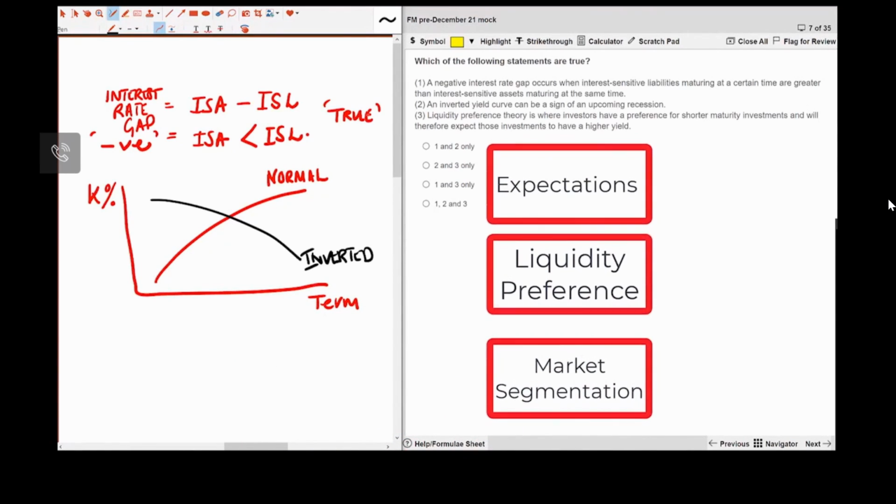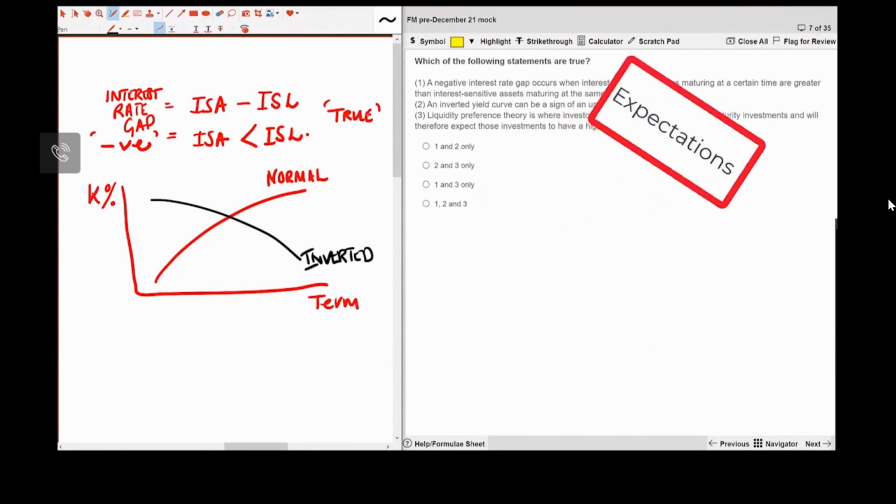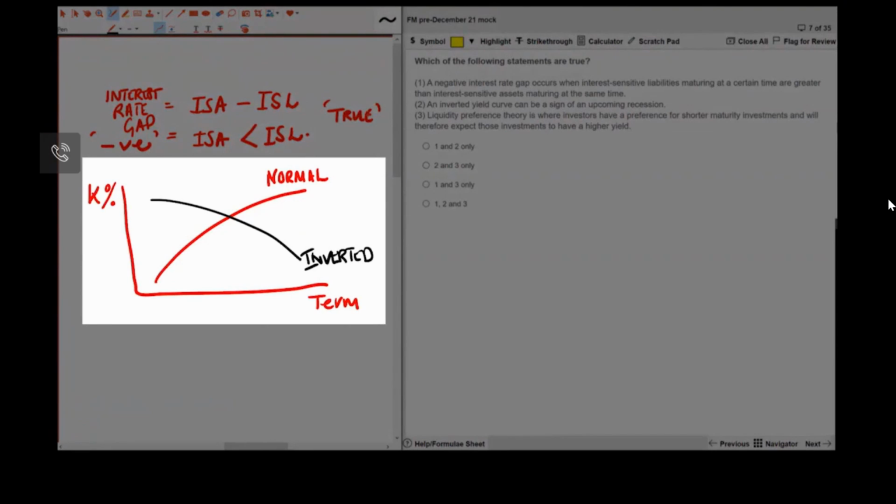Well, this one is all about expectations theory. And if we see the yield curve increasing with the term, we would be expecting interest rates to be going up, and therefore that would be a sign of a boom. If it's inverted, that means we're expecting interest rates to go down in the future, and that would be a sign of a recession. So number 2 is true.